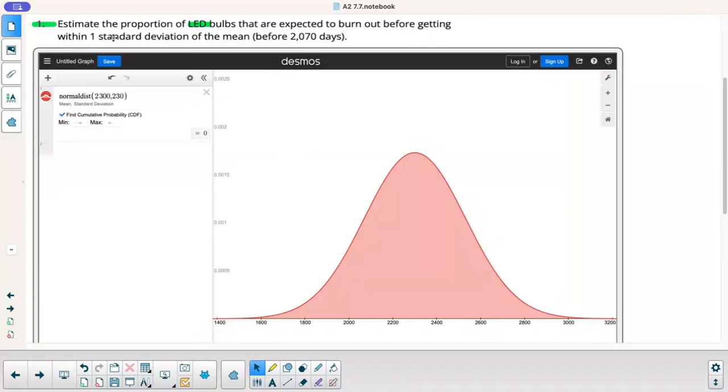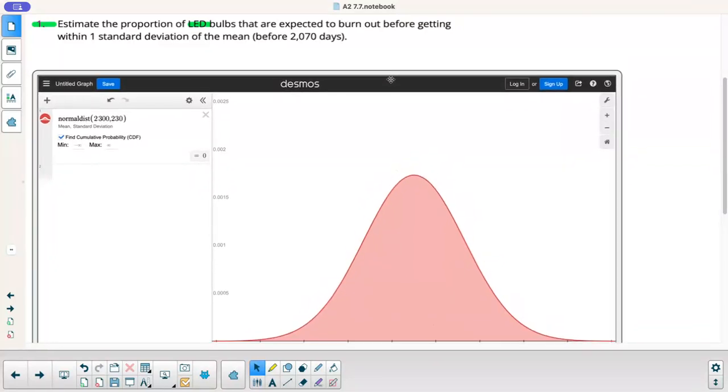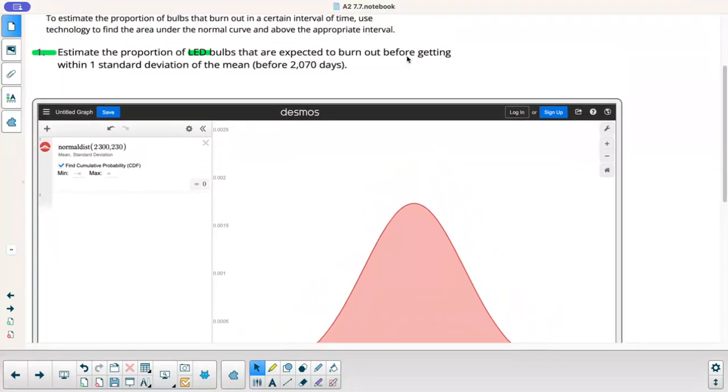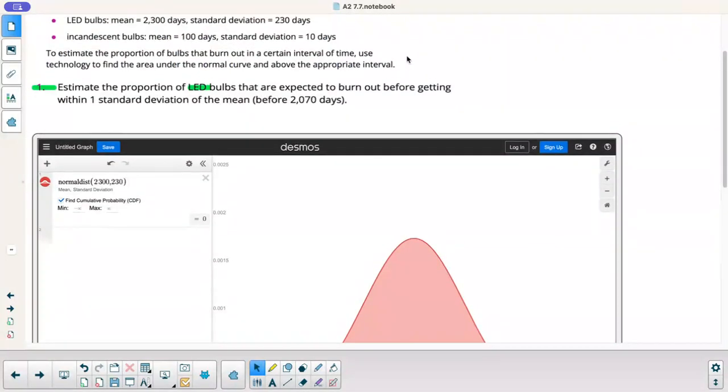When I look here, it says estimate the proportion of LED bulbs that are expected to burn out within one standard deviation of the mean. So one standard deviation of the mean. So your mean is 2,300 days.